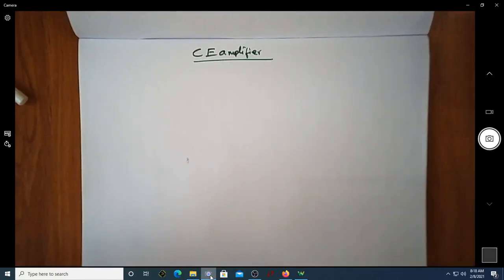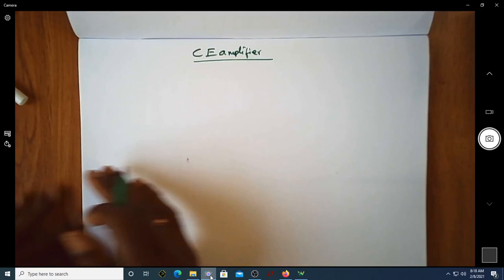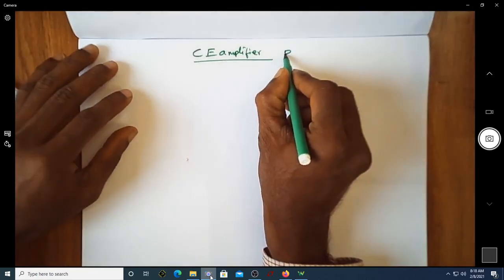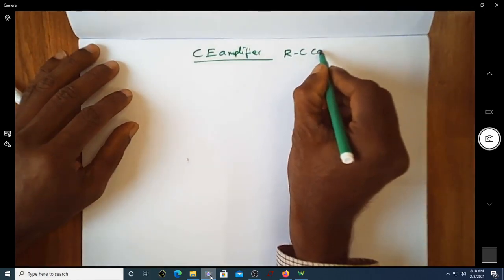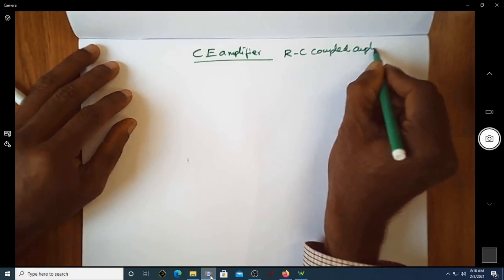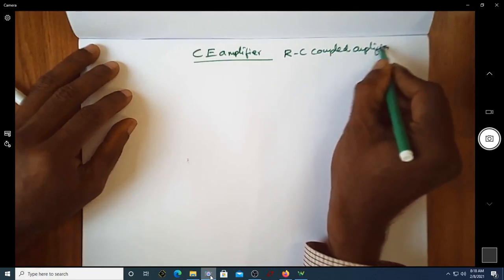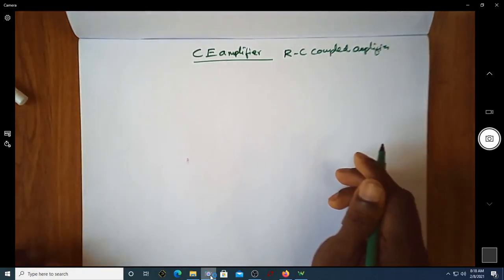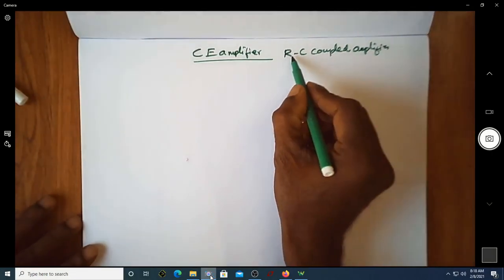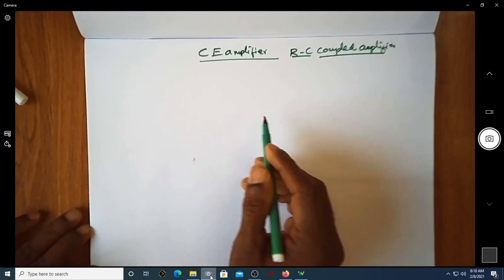Welcome to this video on CE amplifier, which is nothing but a common emitter amplifier. It is also called an RC coupled amplifier, because resistors and capacitors are used to couple the input AC signal. So it is also called an RC coupled amplifier.